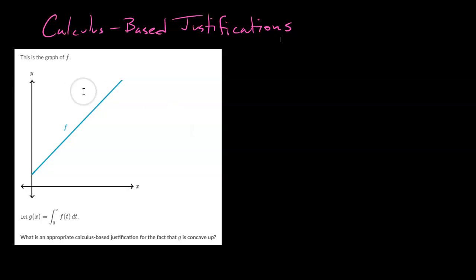This is the graph of f. I like that start. Very straightforward. It's also a very plain graph. Let g of x equal the integral from 0 to x of f of t dt. What is an appropriate calculus-based justification for the fact that g is concave up? Well, they give you information about f, but then they ask you about g. So this kind of is dependent on the question.